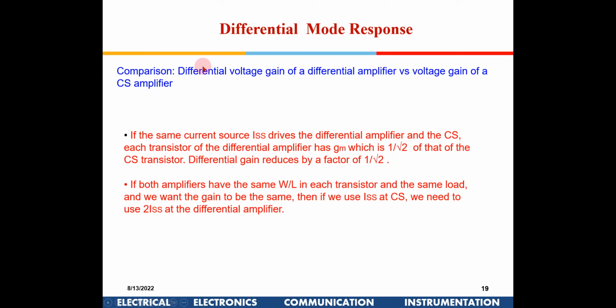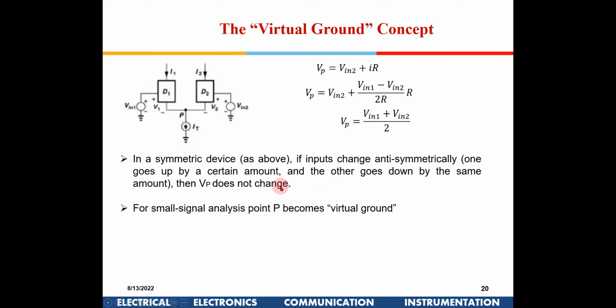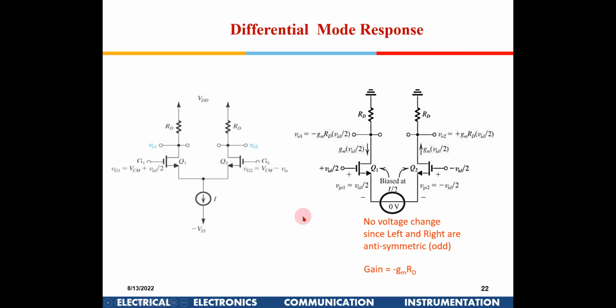Now if I compare the differential gain of an amplifier with that of a CS amplifier, if the same current source drives each transistor, then the differential amplifier has 1 by root 2 times the gain of the transistor. So the differential gain reduces by a factor of 1 by root 2, if both amplifiers have the same W by L and the same load, and if you assume that the same ISS is used in the CS stage. Because in a differential amplifier only ISS by 2 flows into each of the branches, and because there is a root there, gm goes into the root. So in a differential amplifier, ISS is the total current, and in each branch only half of that flows.